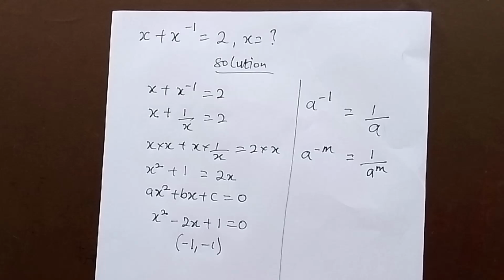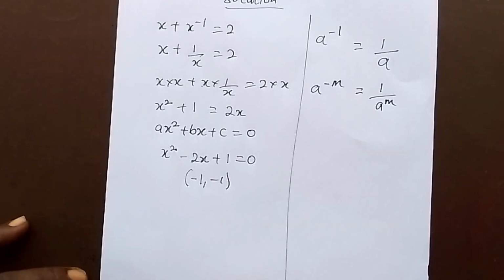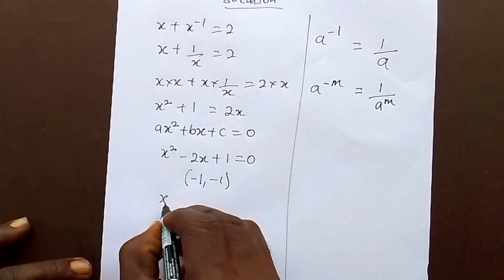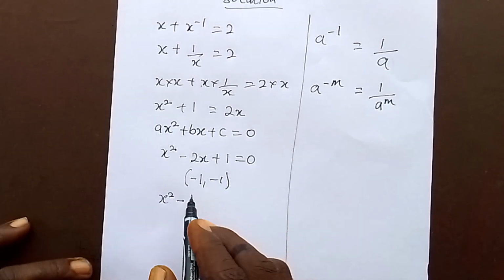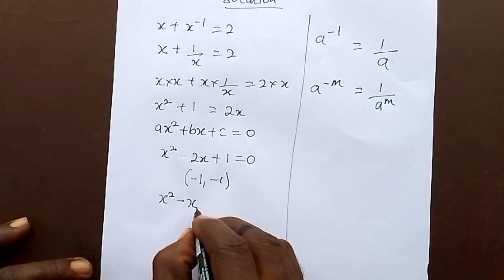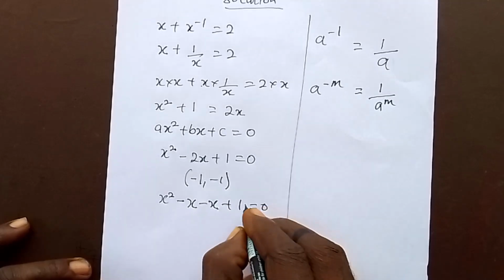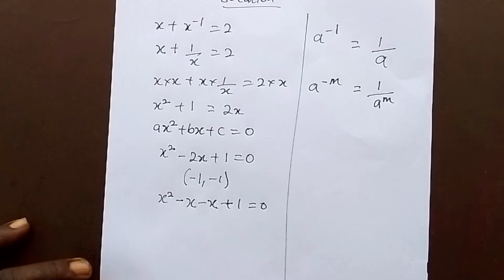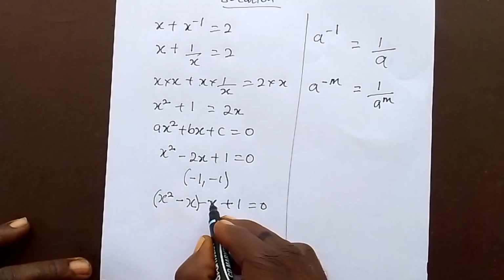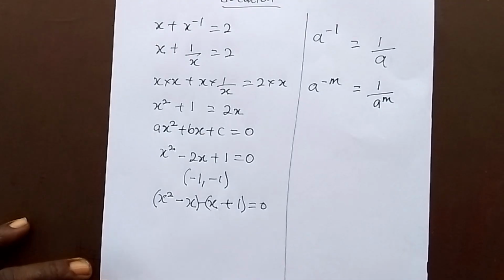Now these minus 1s are going to be substituted in place of the b, which is now giving us x squared. Since they are both negative, so minus x minus x plus 1 is equal to 0. From this, we group them. So this is 1, this is the other. We come to our factorization.